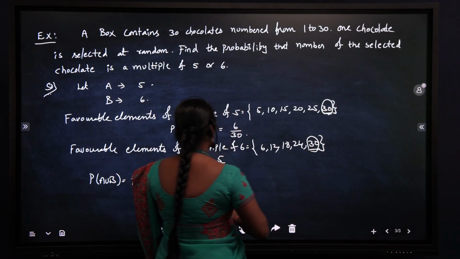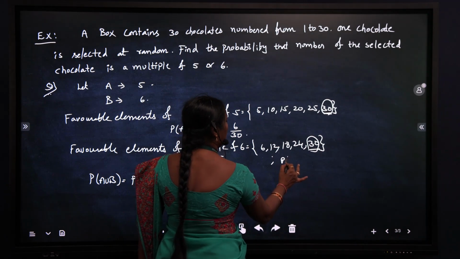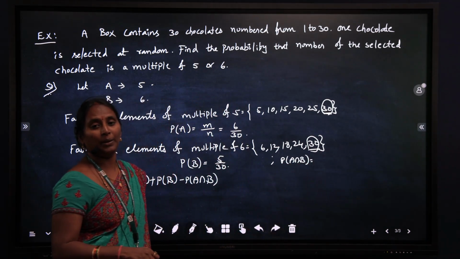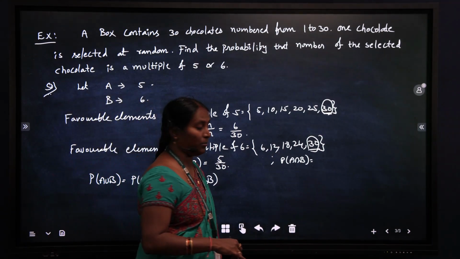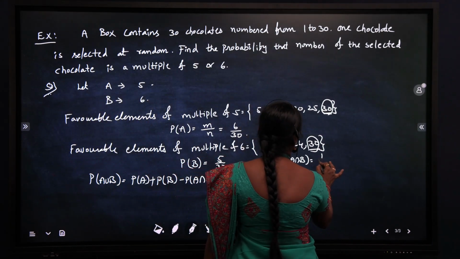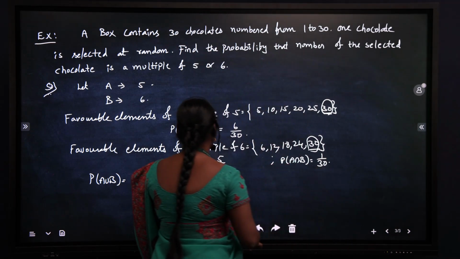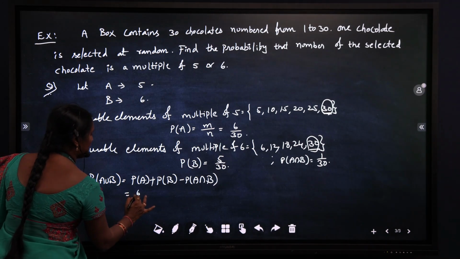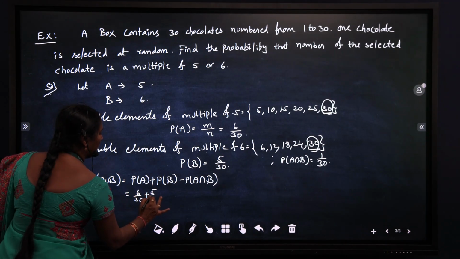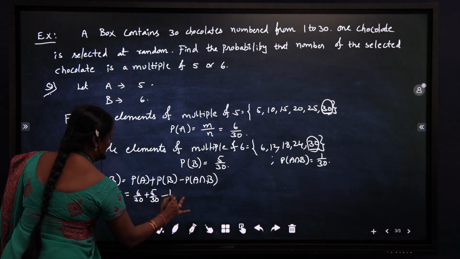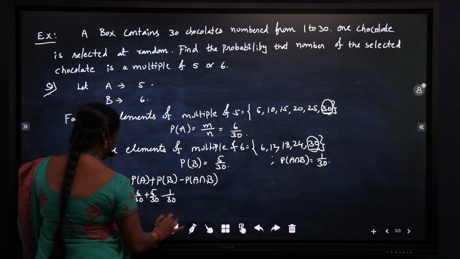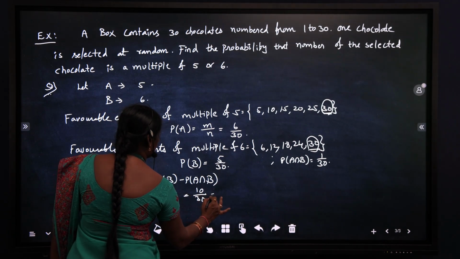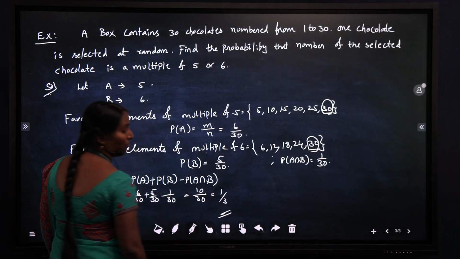So P of A intersection B is the element common to the multiples of 5 and 6, which is 1. So it will be 1 by 30. Now we apply the addition law of probability: P of A union B is equal to 6 by 30 plus 5 by 30 minus 1 by 30. Taking the LCM 30, we get 10 by 30, so the probability is equal to 1 by 3.